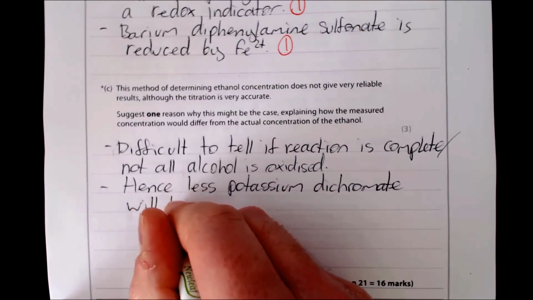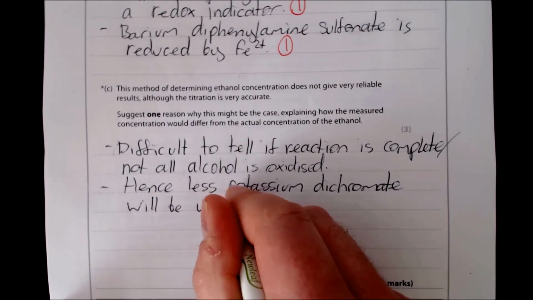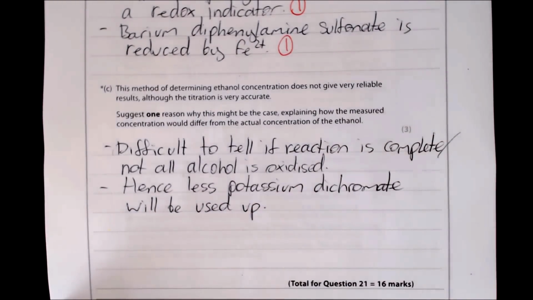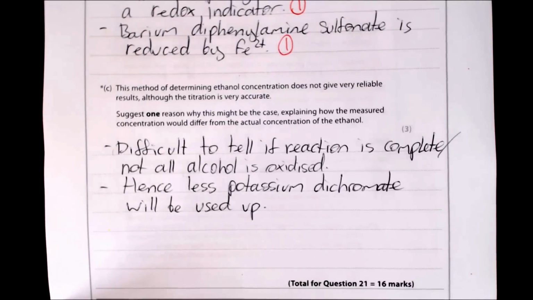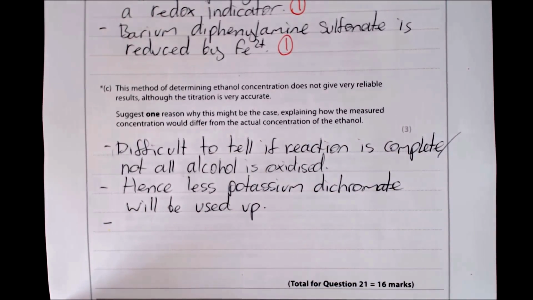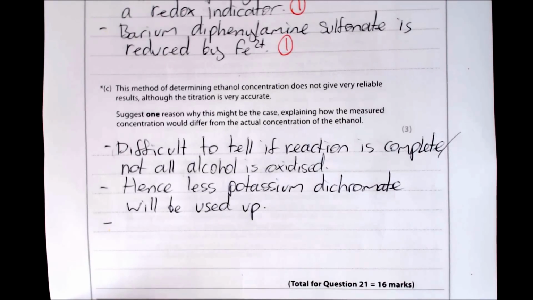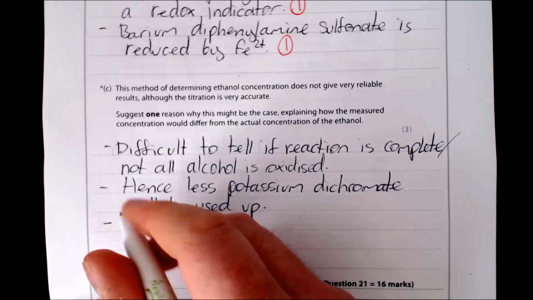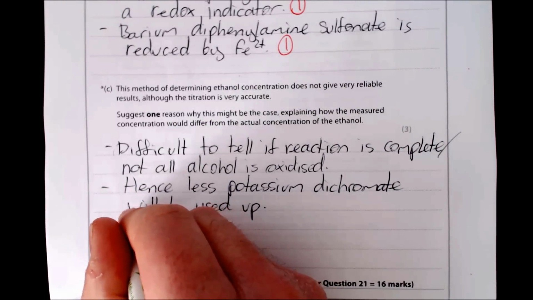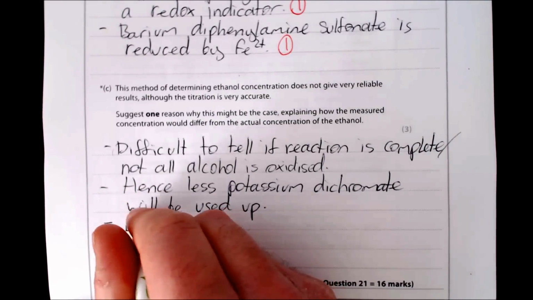All right, okay. And then obviously, what effect will that have on the actual titration? Well, the impression you get when you do your titration is that because less potassium dichromate has been used, it looks as though the ethanol concentration is low because you haven't used much dichromate. And that's what you're measuring in your titration. So it has a knock-on effect.